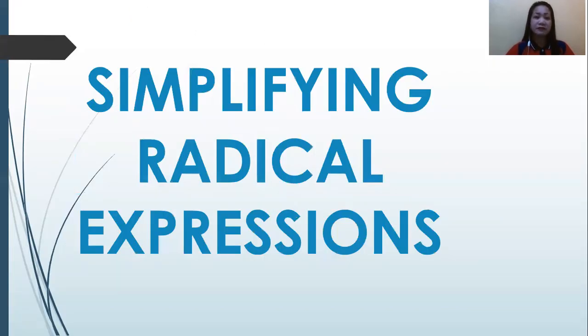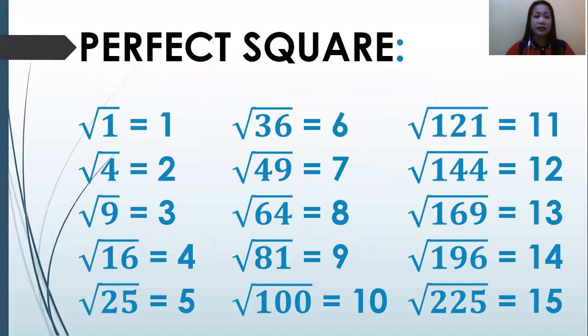Let's start with simplifying radical expressions. But before that, here are the perfect squares. The square root of 1 is equal to 1. Square root of 4 is equal to 2. Square root of 9 is equal to 3. Square root of 16 is equal to 4. Square root of 25 is equal to 5. Square root of 36 is equal to 6. Square root of 49 is equal to 7.